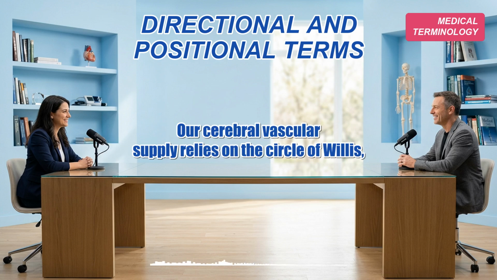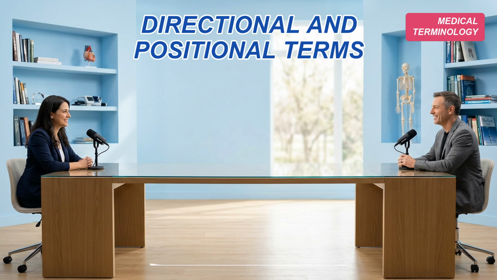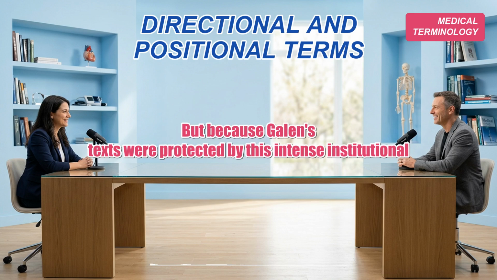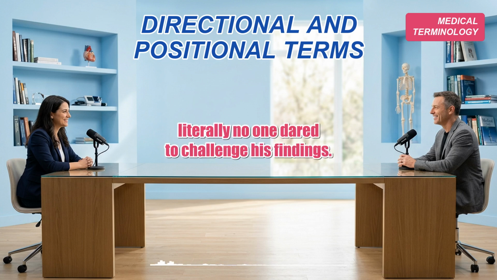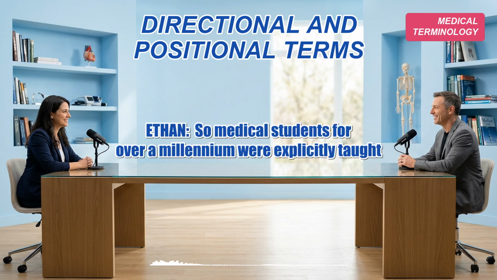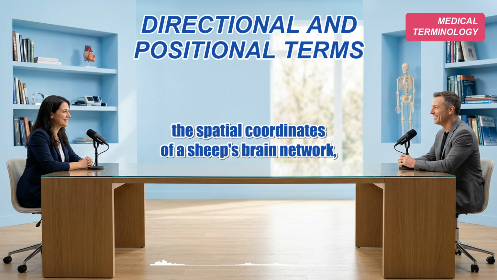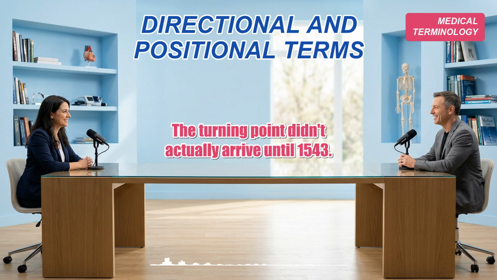Our cerebral vascular supply relies on the circle of Willis, which functions entirely differently. Completely differently, but because Galen's texts were protected by this intense institutional and religious dogma, literally no one dared to challenge his findings. So medical students for over a millennium were explicitly taught the spatial coordinates of a sheep's brain network, thinking it was human anatomy. For 1,300 years, let that sink in, the turning point didn't actually arrive until 1543.